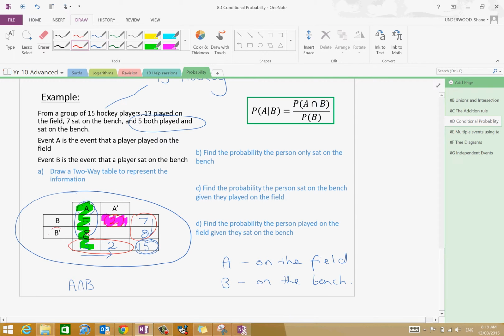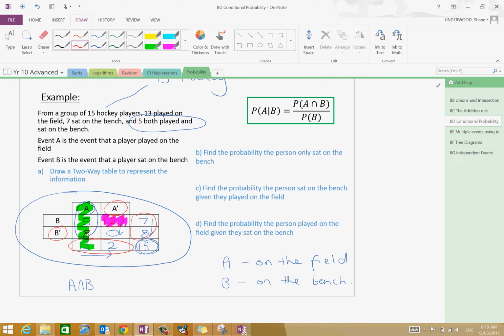Now, let's think about it. What about not B, which means that they didn't sit on the bench, but they didn't play? Well, what did that mean? These are the people that, it's a bit confusing. Well, 8, look at that. All of them played. Okay, so 8 plus 0 is 8, 2 plus 2.